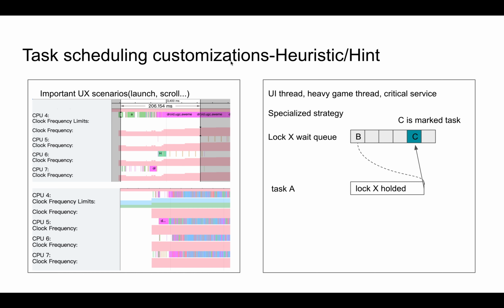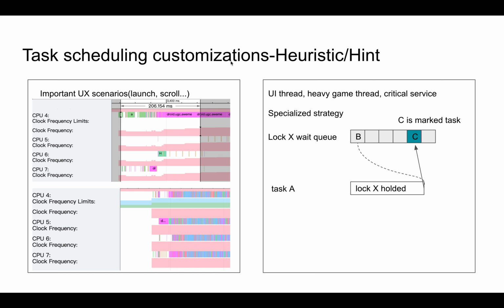Some specialized strategy is even designed for UI thread, heavy game thread, and critical service. Boosting the priority of a related thread is a straightforward way. Let's look at a more complex problem. Imagine a lock contention case. Task A is holding a lock while some tasks are waiting to get the lock.